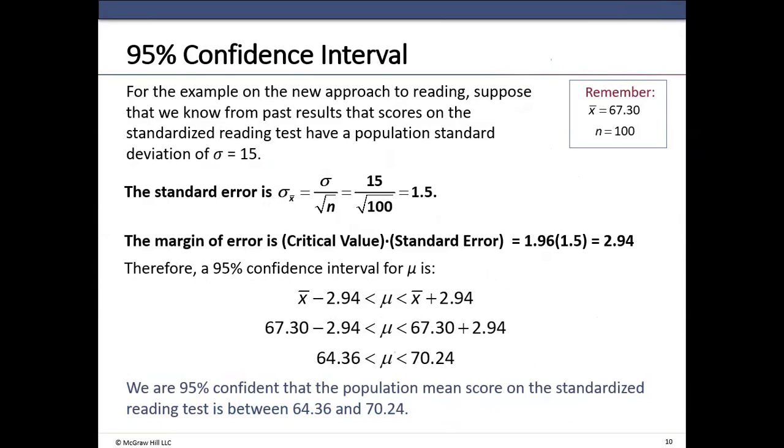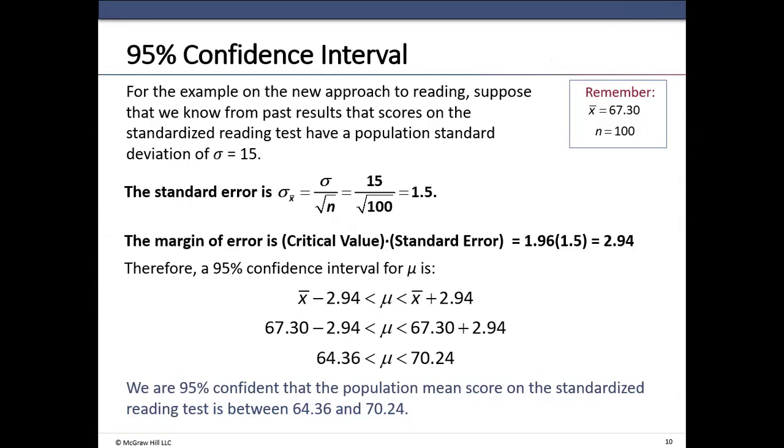For the example of the new approach to reading, suppose that we know from past results that the scores on the standardized reading test have a population standard deviation of 15. So the standard error is sigma divided by the square root of n. 15 divided by the square root of 100 is 1.5. That's your standard error, which is the standard deviation of the sampling distribution of x bar. Hence, the margin of error is the critical value times the standard error. For 95% confidence, the critical value is 1.96 times 1.5, so the margin of error is 2.94.